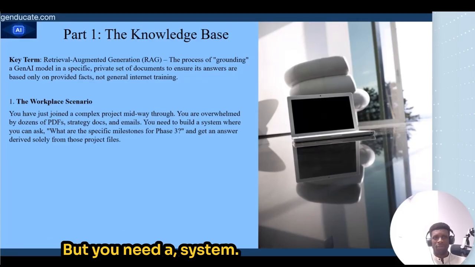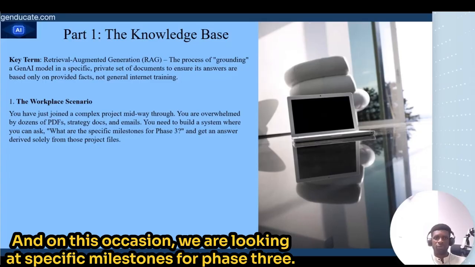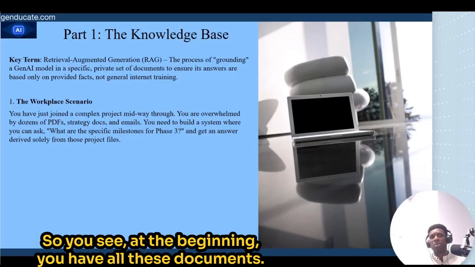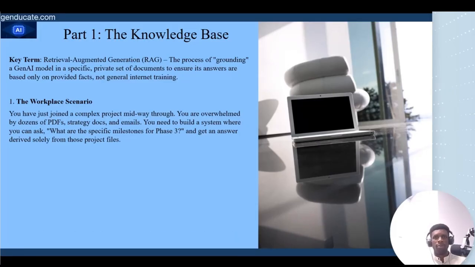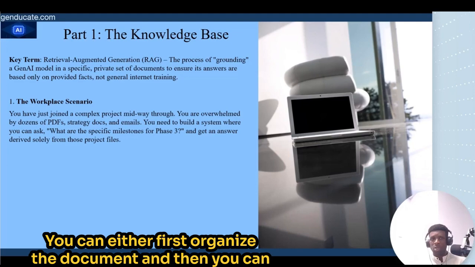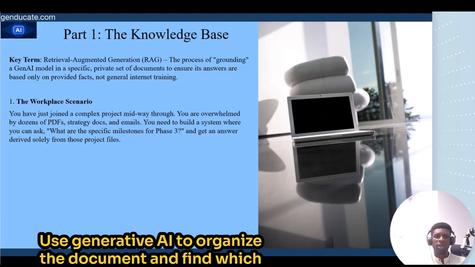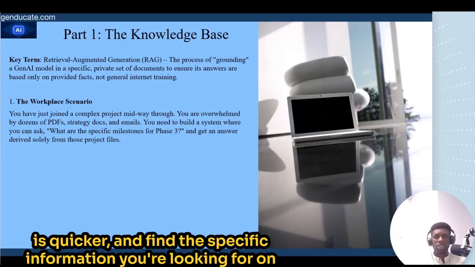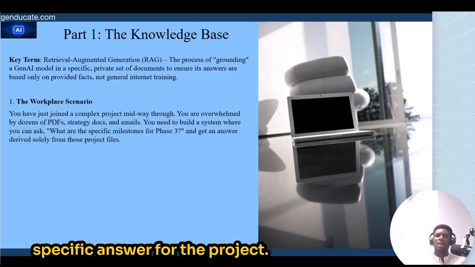But you need a system, and from that system, you want to pull out something. On this occasion, we're looking at specific milestones for phase 3. So you see the beginning: you have all these documents and you don't even know which one to get the information from. You can either first organize the documents and then find it, or use generative AI to do both steps, which is quicker, and find the specific information you are looking for, on this occasion the milestones for phase 3. And then you get the specific answer for the project.